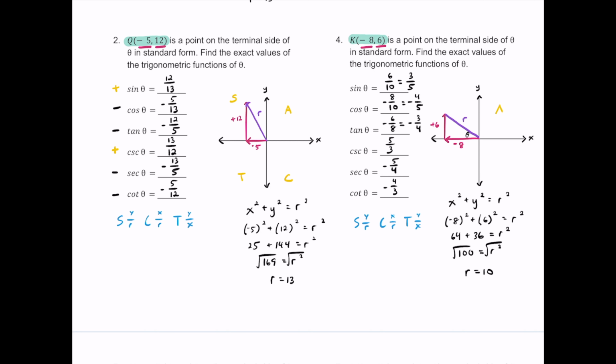Just to check the signs of everything, this is ASTC. Only sine should be positive in this quadrant, so we do have a positive ratio and a positive ratio for these two. And it looks like we do have a negative ratio, negative, and negative. So in terms of messing up signs, we should be good to go.